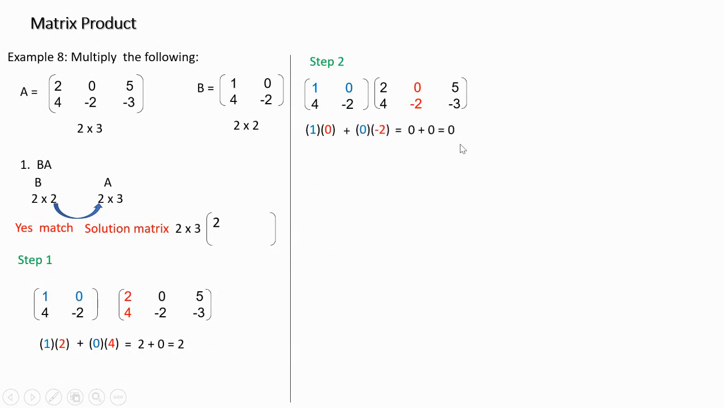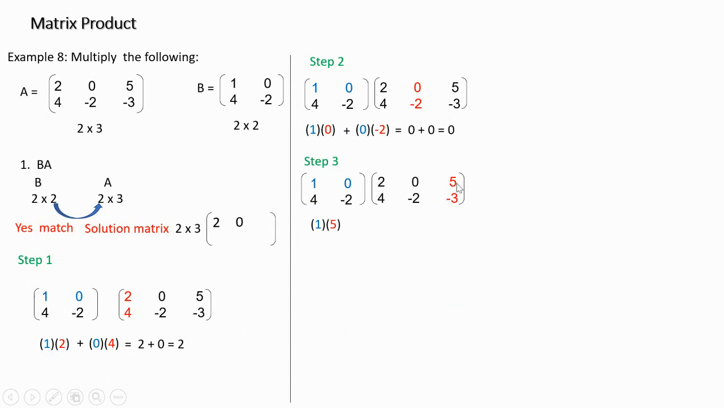We get 0 plus 0, so the answer will be 0. So 0 will be in the position of the first row, second column. Now the third step. We still have the same row because we still need another column to multiply by. That's why the last column will be in red.